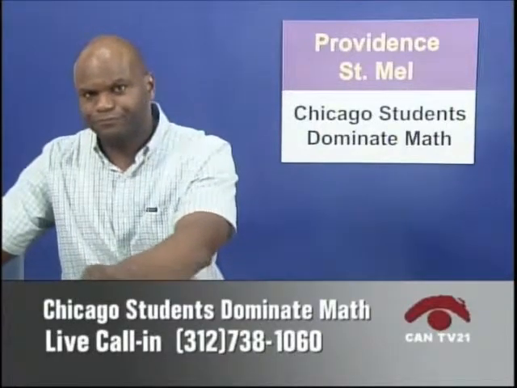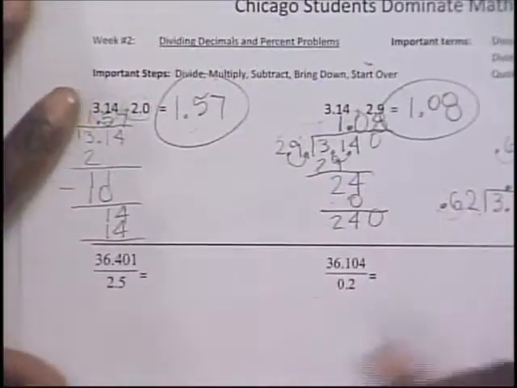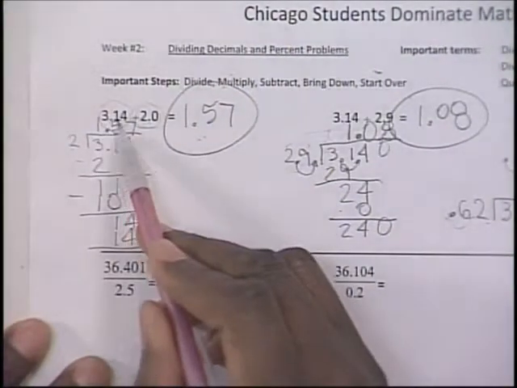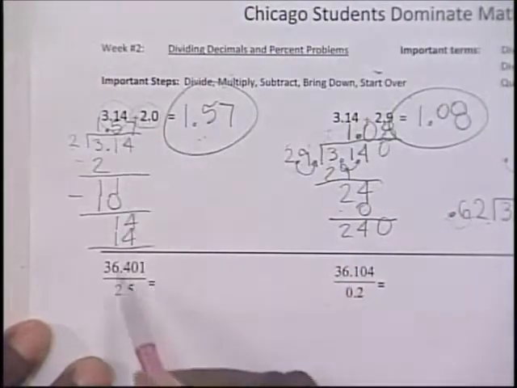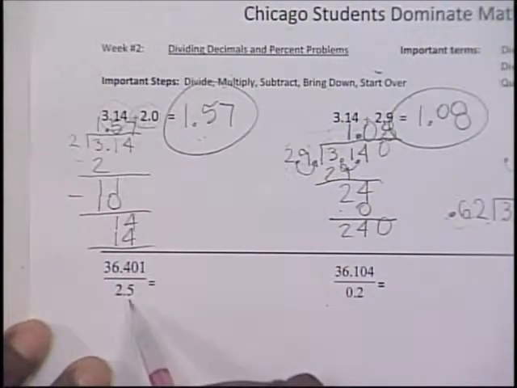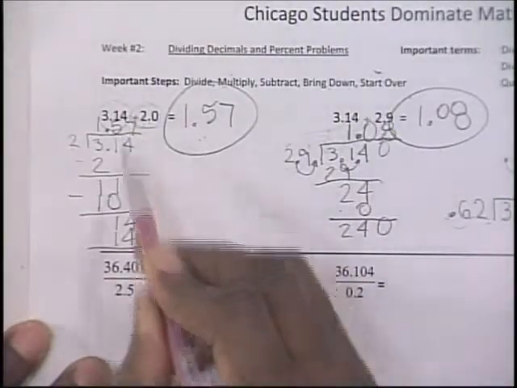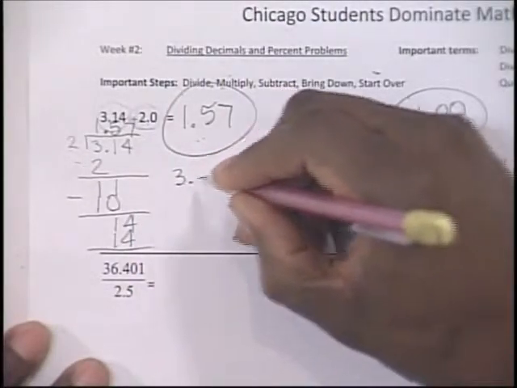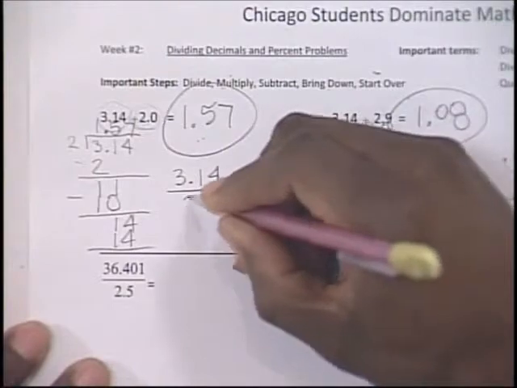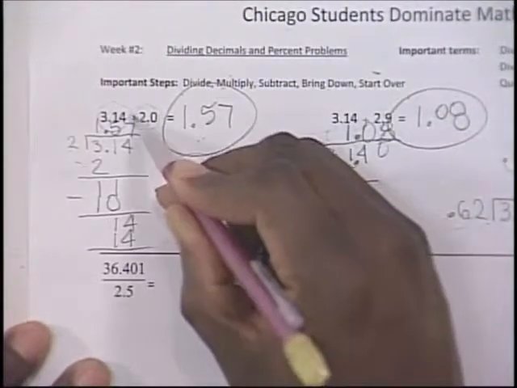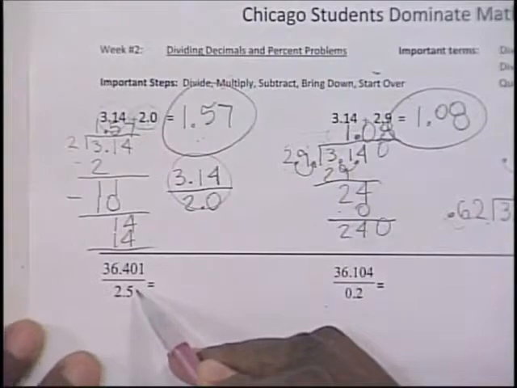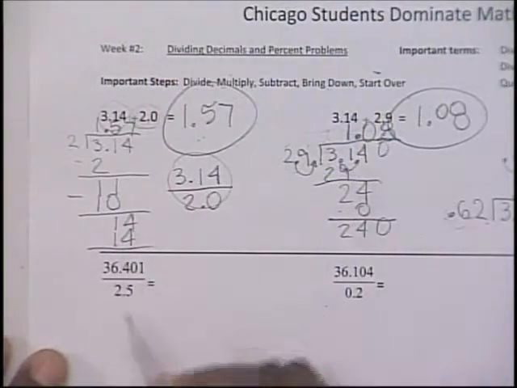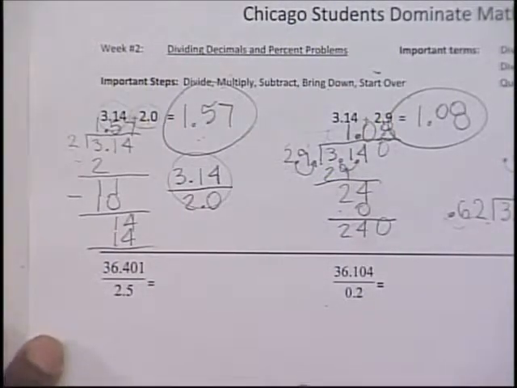Let's look at another problem. All right, so here we go. Now, I want you to be able to see that this is 3.14 divided by 2, and this is 36.401 divided by 2.5. This is a division problem. This same problem could have been written as 3.14 divided by 2.0, and this is the exact same problem. The only thing I'm trying to show you here is another way a problem can be written. But in terms of approach, we're doing the exact same thing.